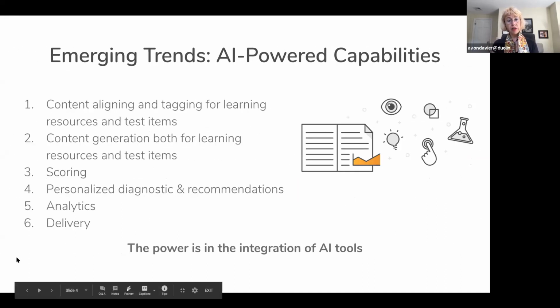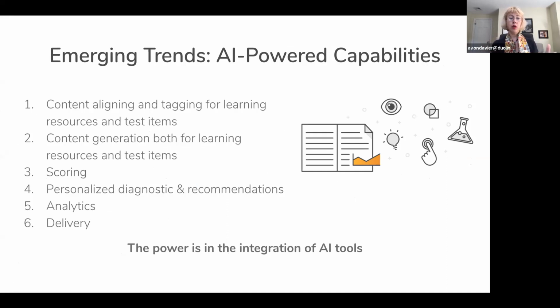The other part, so I said before, there are two parts. One is the frameworks, the integrative frameworks. The other one is examples of tools that prove to be quite useful for the development of assessments in the 21st century. For example, one of them is how to align the content and how to tag the content for learning resources and test items.